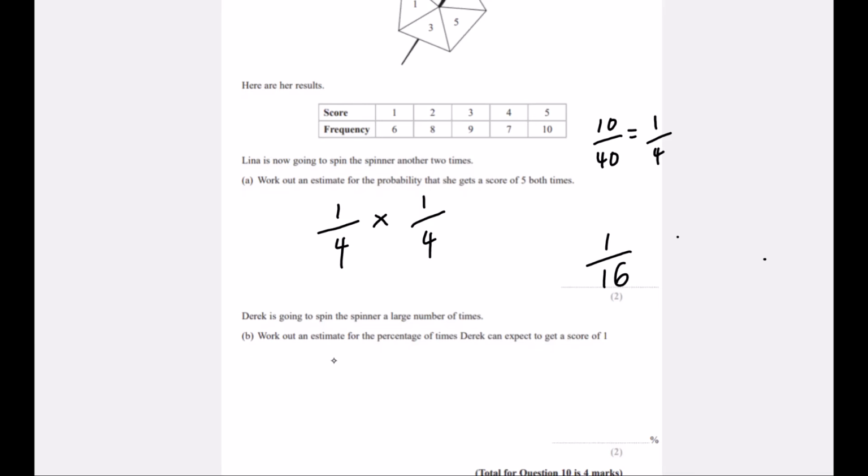So it was 6 out of 40. What's that as a percentage? So that's half them, 3 out of 20. And then times by 5 to make the fraction out of 100. That's a percentage. 15 out of 100, 15%.